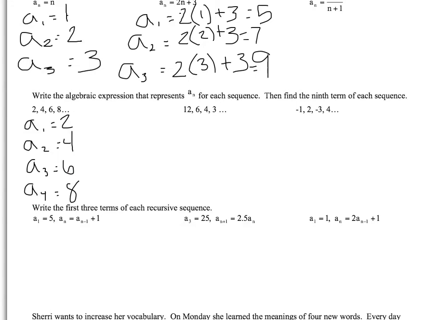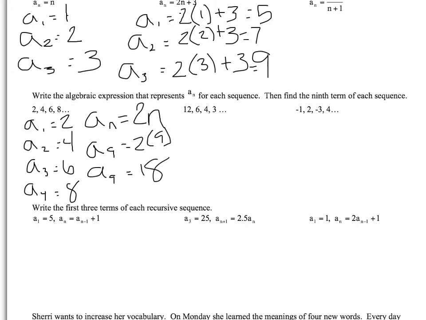The way we're going to say multiply by 2 is that an equals 2 times n. It also says find the ninth term of the sequence. Well, to find the ninth term, all you do is plug a 9 in for n. So 2 times 9, which is 18. Let's look at the next one.